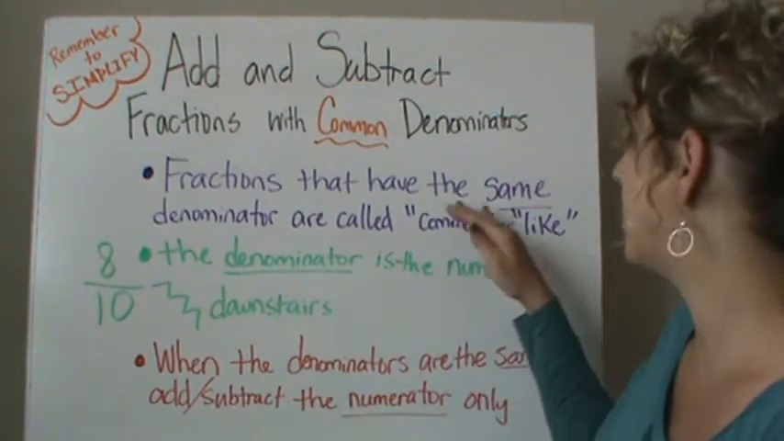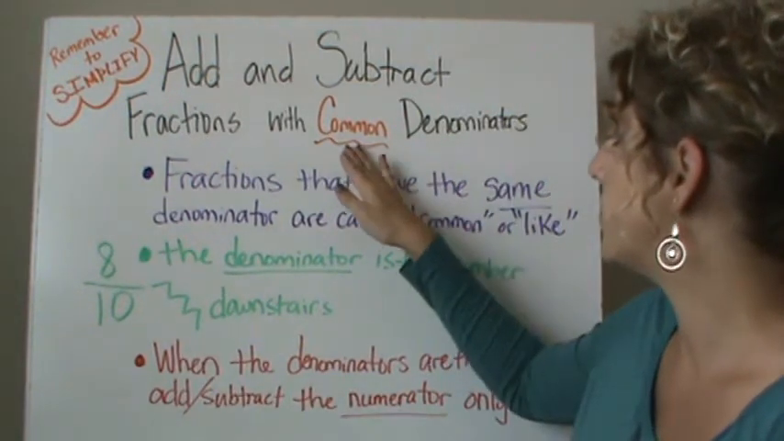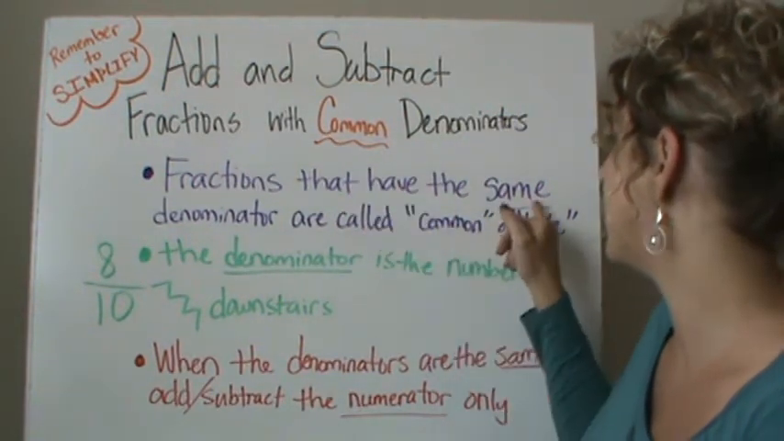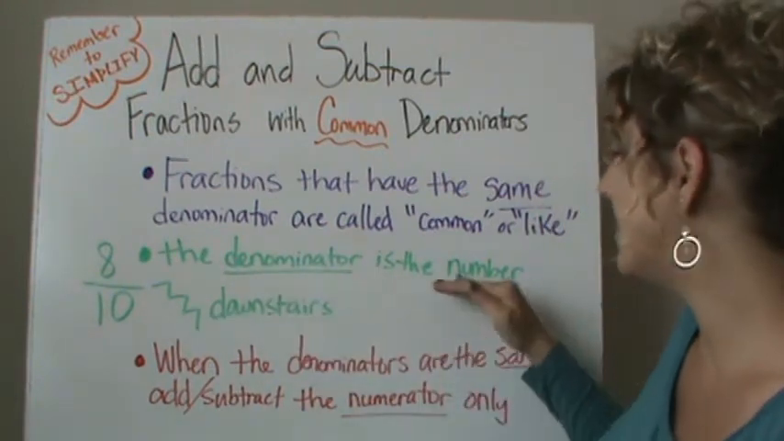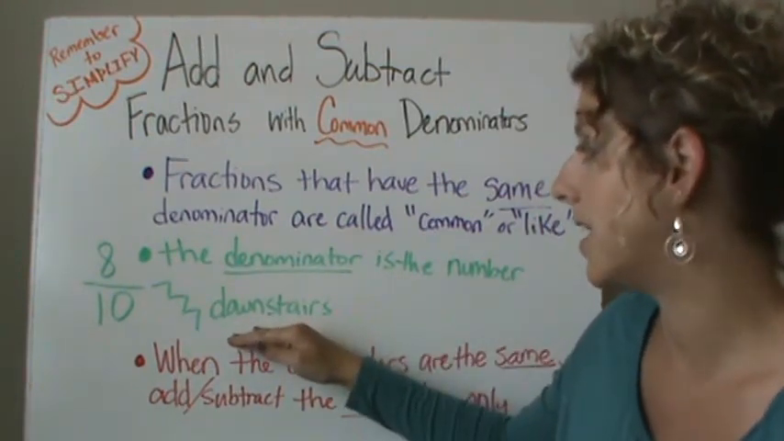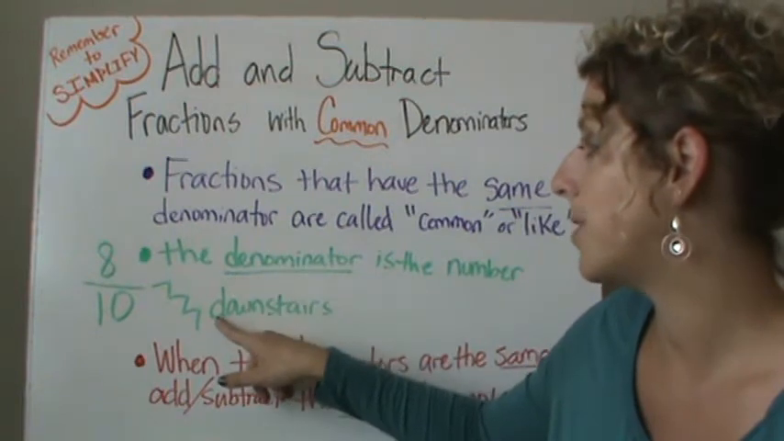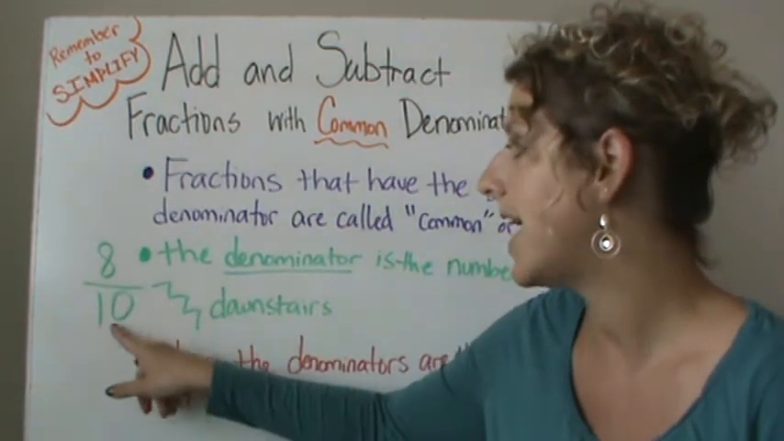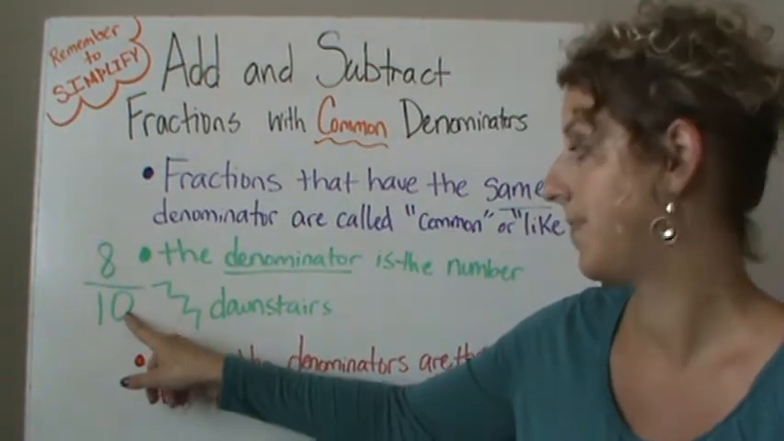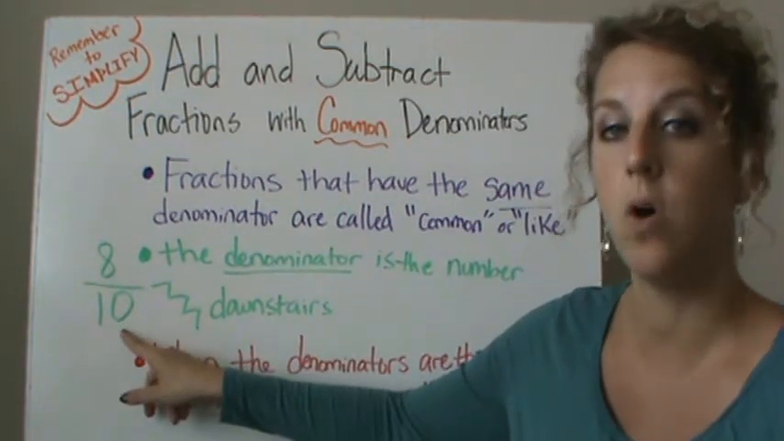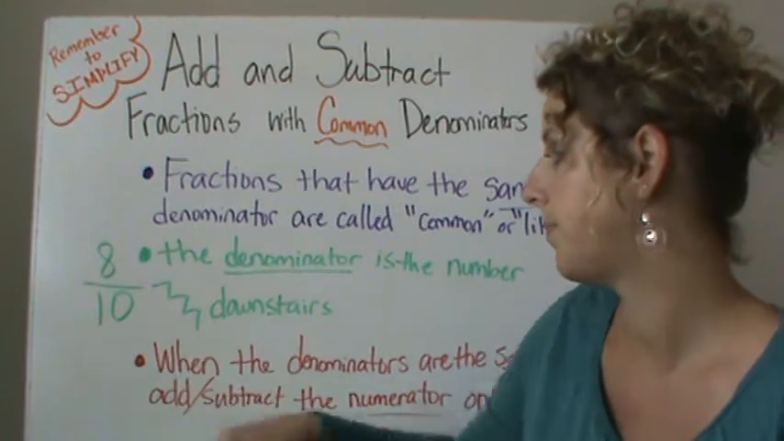So the denominator is what we're referring to. When you say common denominator, it means they have the same denominator. Remember, the denominator is the number downstairs. The D will help you remember downstairs. So for 8/10, the downstairs number is the 10. That tells you how many pieces the whole is broken up into.